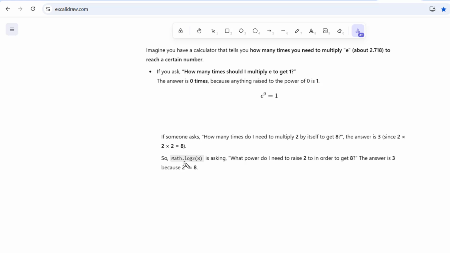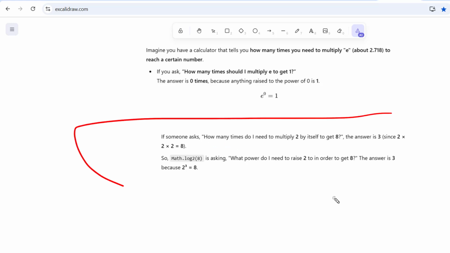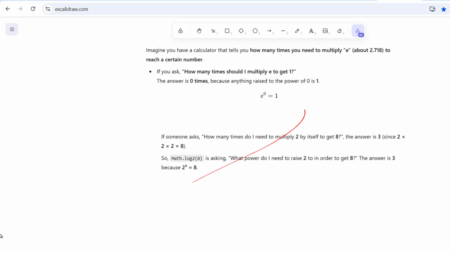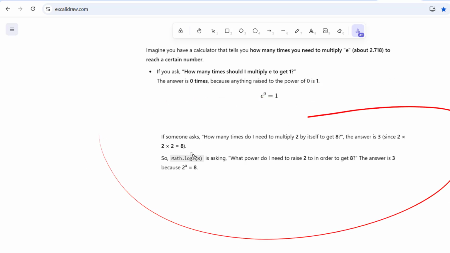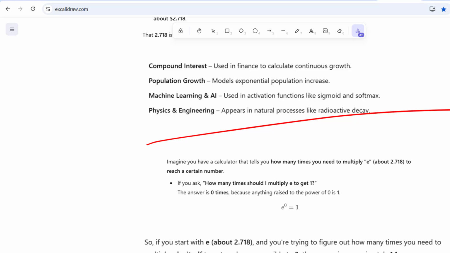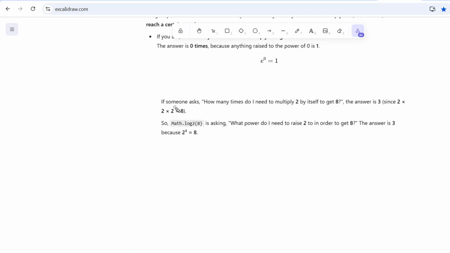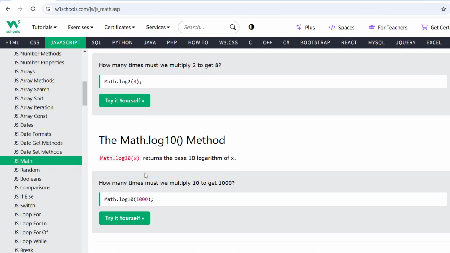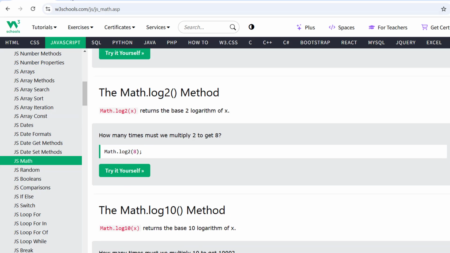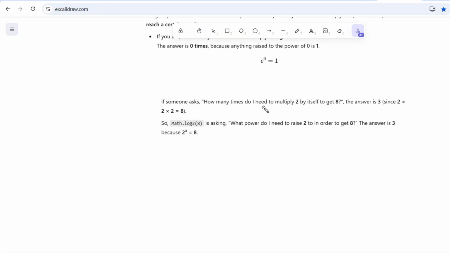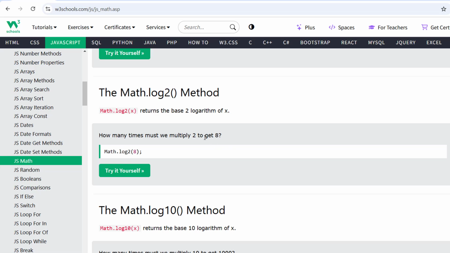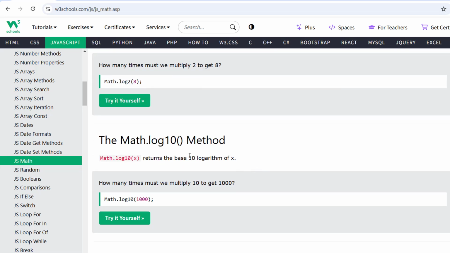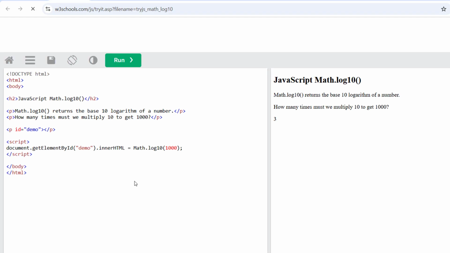So Math.log2 is asking what power I need to raise 2 to. This is the main concept behind every log. If someone asks how many times do I need to multiply 2 to get 8, the answer is 3. If you understand this concept, you'll understand logs.